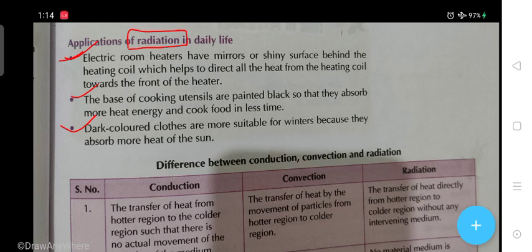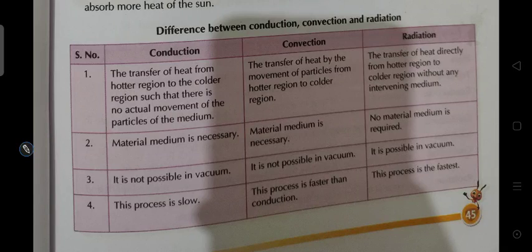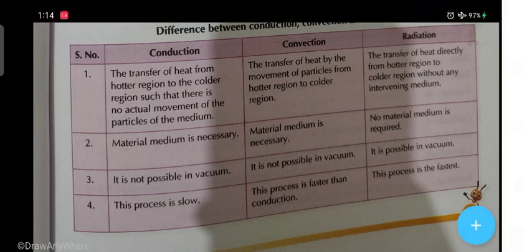Now students, after this discussion, we will look at the difference between the conduction, convection and radiation methods. The first method is conduction: the transfer of heat from the hotter region to the colder region such that there is no actual movement of the particles of the medium. This is conduction, students.